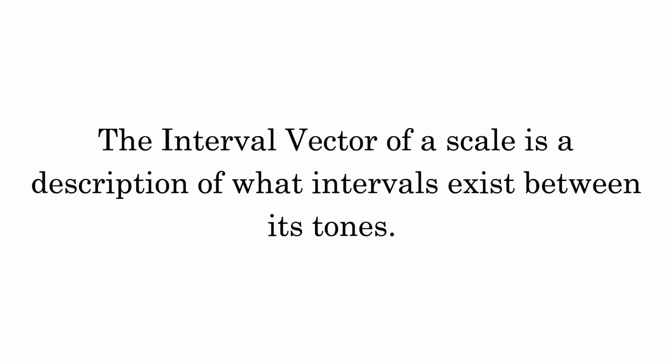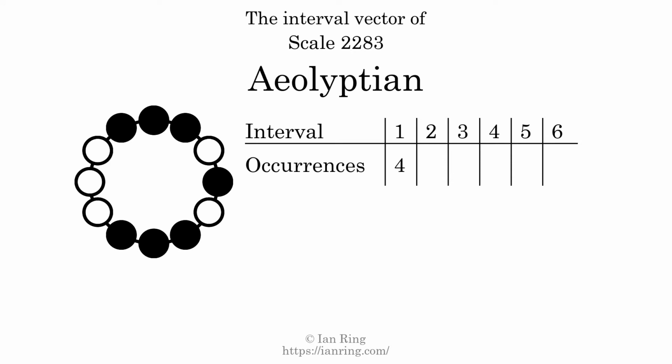The interval vector of a scale is a description of what intervals exist between its tones. There are 4 intervals with a size of 1 semitone. They are here, here, here, and here. There are 4 intervals with a size of 2 semitones. They are here, here, here, and here. There are 2 intervals with a size of 3 semitones. They are here, and here.